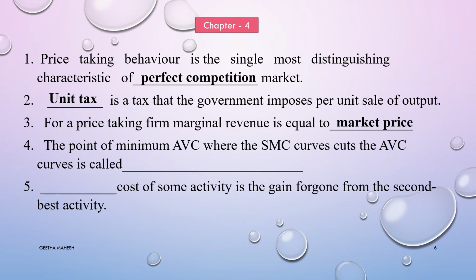The point of minimum ABC where SMC curve cuts ABC curve is called shutdown point of the firm. Blank cost of some activity is a gain foregone from the next best activity, that is nothing but opportunity cost.